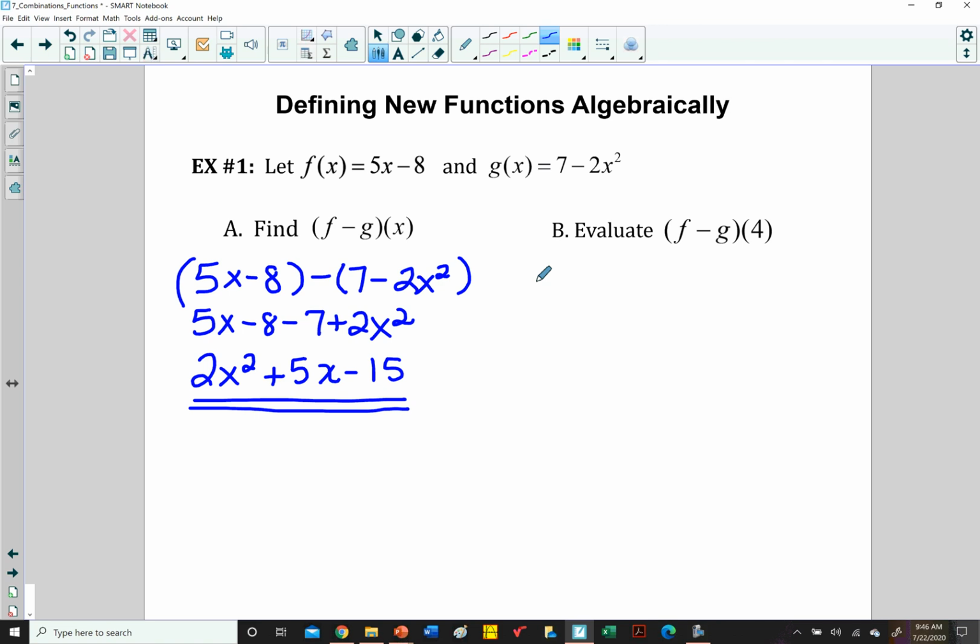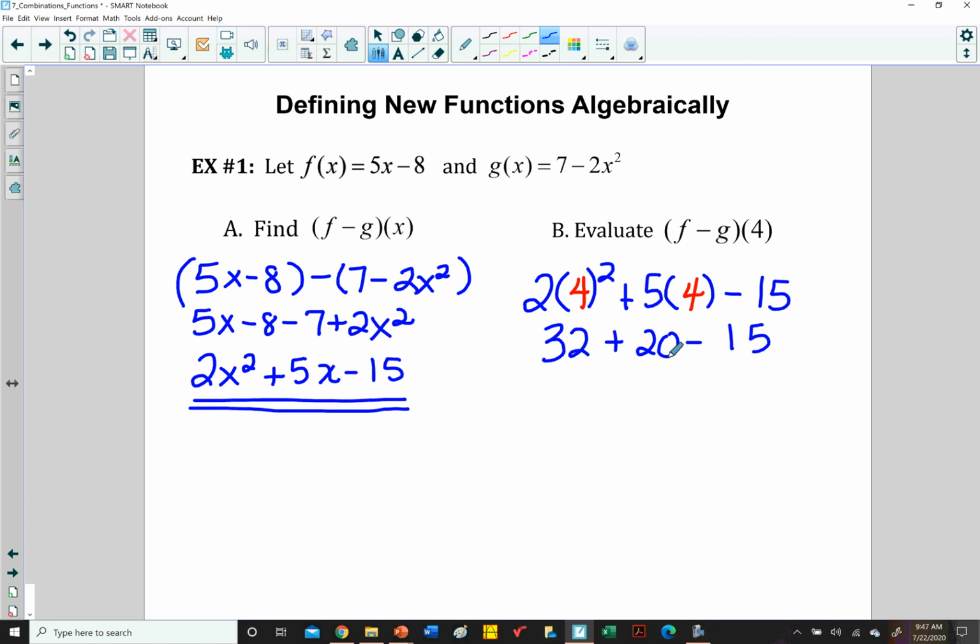I'm going to choose to just substitute into the new equation we found and substitute my 4 in here for the 2x squared and my 4 in here for the 5x, and then subtract 15. So 16 times 2 is 32, and 5 times 4 is 20, and that gives me 52, and 52 minus 15 is 37. So the difference between the two is 37.